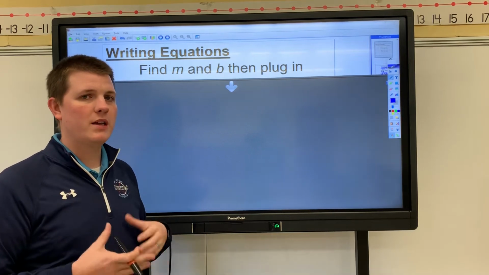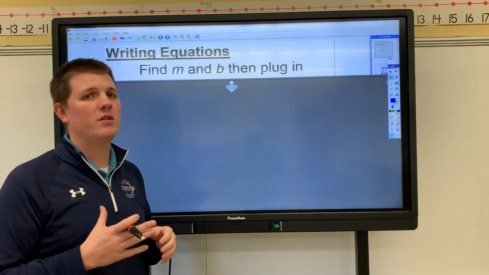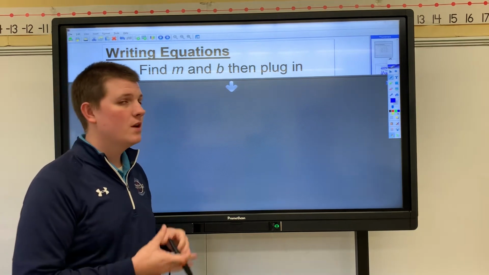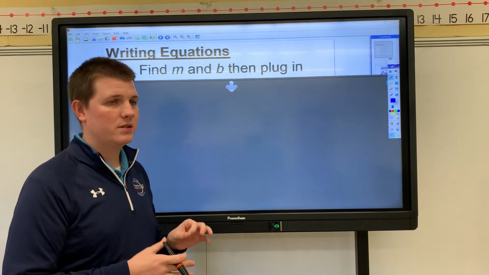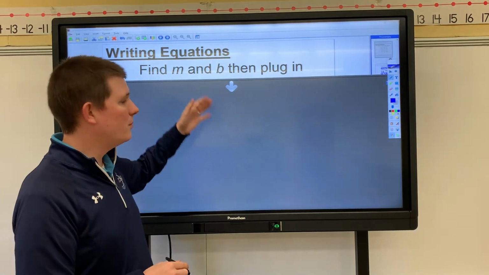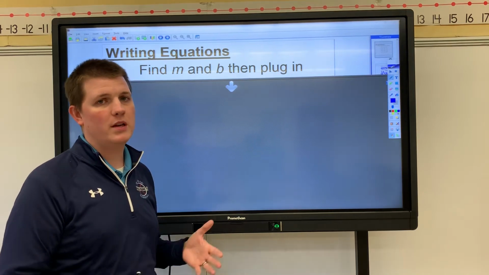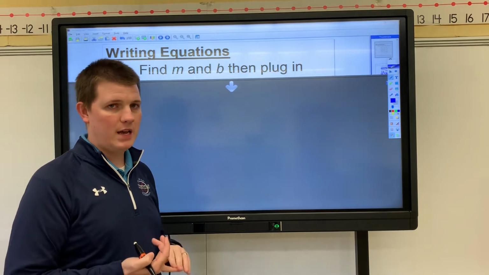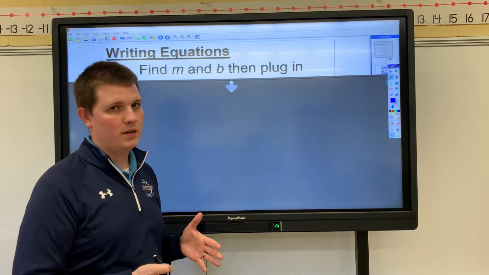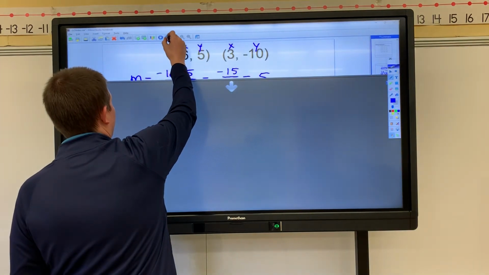You're still going to be writing equations of lines in slope-intercept form, but this time I'm going to give you the line already drawn on a graph. No matter what, the main purpose is still the same. You are going to find the m and the b, and then you plug it in. You find the m, you find the b, and then you plug it in to slope-intercept form, which is y equals mx plus b. Find m, find b, plug it in. Same thing as the first part of the lesson. So let's look at an example.